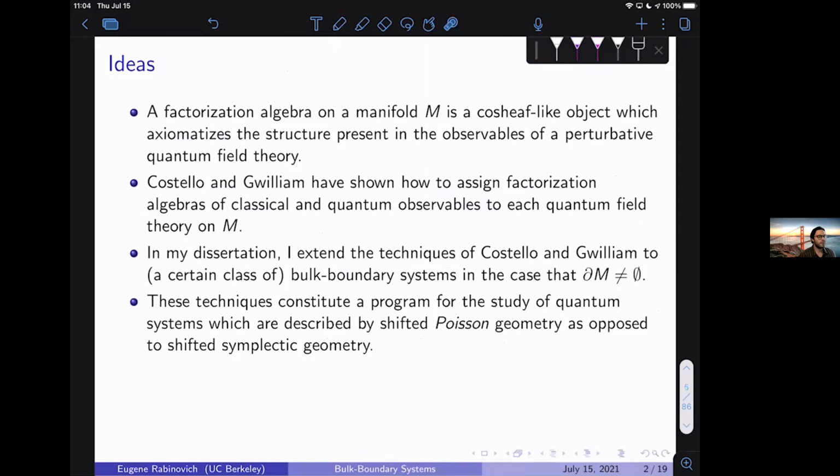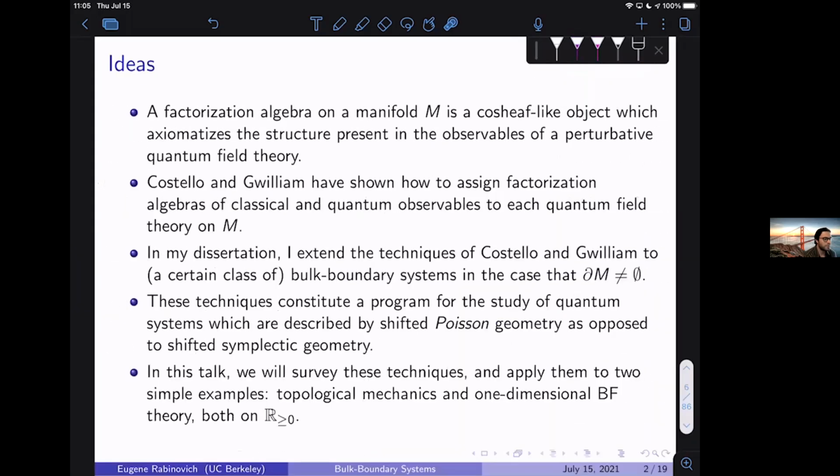But anyway, apart from being interesting to people who are already interested in bulk boundary situations, the techniques can be understood as part of a program to study what might be called Poisson BV theories. That is, BV field theories that are described by shifted Poisson geometry as opposed to shifted symplectic geometry. So in this talk, I'm going to survey the techniques, and we're going to show what happens when you apply them to two simple examples: topological mechanics and BF theory in one dimension. These are both theories in one dimension, so not necessarily the most exciting quantum field theories, but they illustrate some interesting phenomena.